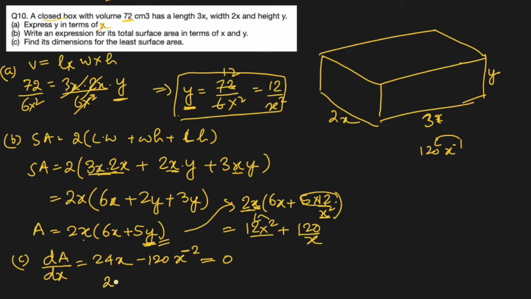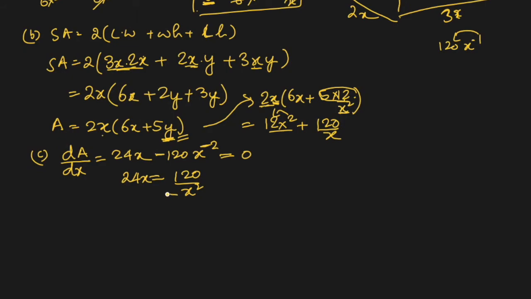So let's write 24 equal to 120 over x square, because this minus will become positive when it becomes a denominator. Let's cross multiply here. So x will multiply with x square, we get x cube on this side, and here we can write 120 divided by 24. So x cube equal to 5 and x equal to cube root of 5.